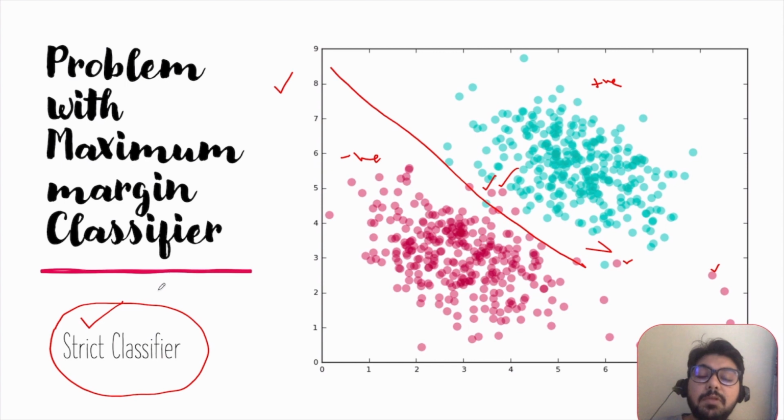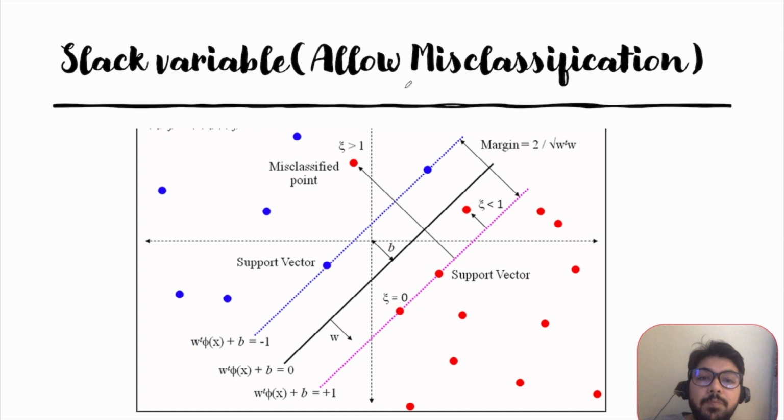So we need some classifier which allows us to somewhat intermix between the two classes. So we need some classifier which allows us some misclassifications. So we came to the concept of the slack variable.